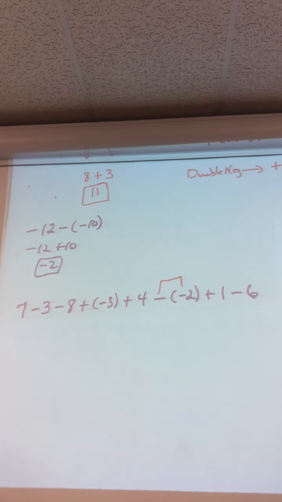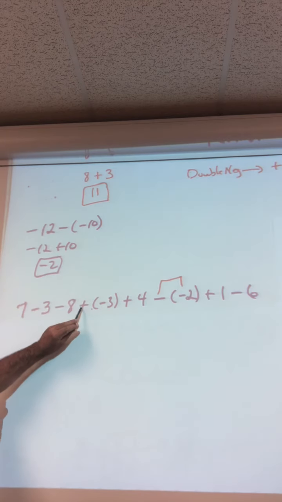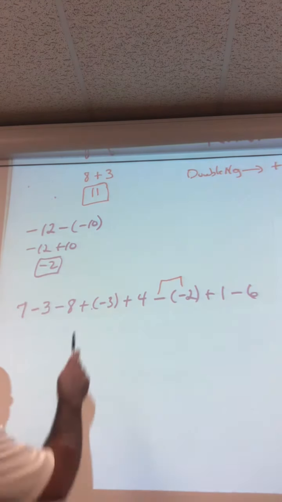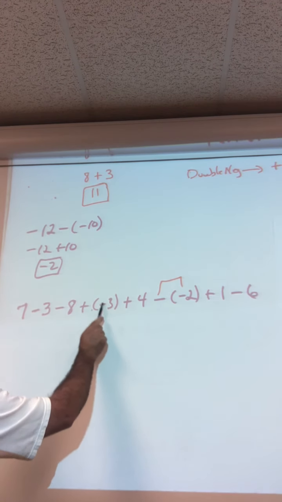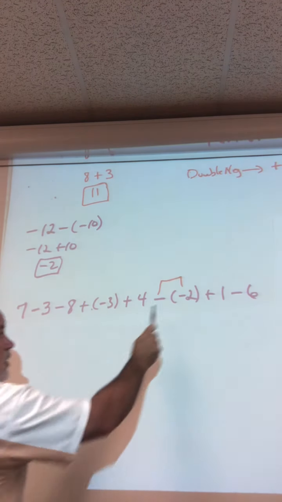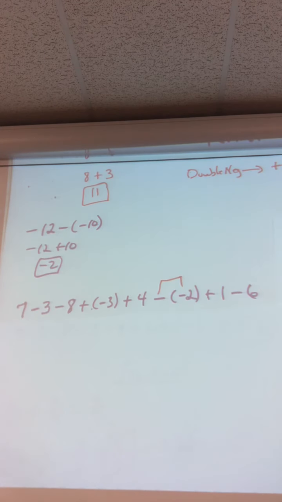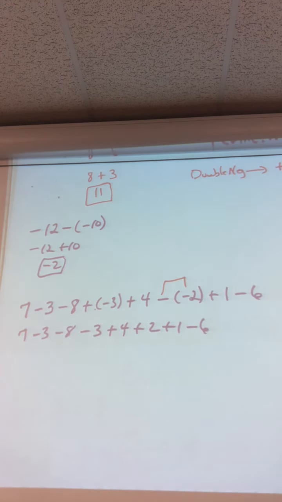Okay? First thing I will do is I see a double sign here and a double sign here. Now, what did we say this double sign right here will do? That goes to a minus. What does this double sign do? That goes to a plus. So what I'm going to do first is just simply rewrite this entire problem without the double negatives.